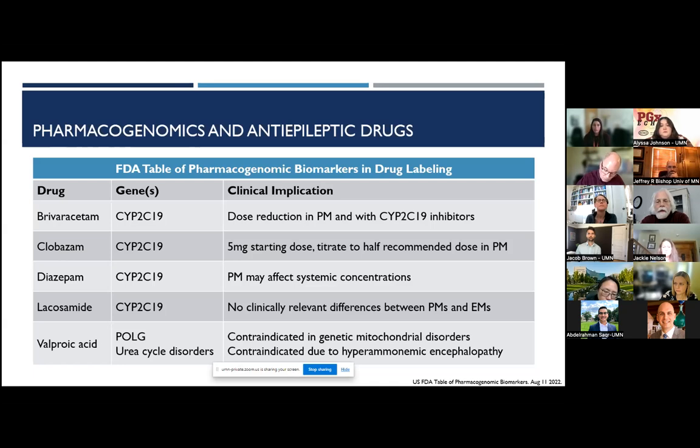And then for valproic acid, this drug's contraindicated in patients who have a known mitochondrial disorder that's caused by the POLG mutations. It's also contraindicated in patients under 2 who are suspected to have that mitochondrial disorder. And then it also should be avoided in patients with known urea cycle disorders. The reason for that is because hyperammonemic encephalopathy has been shown to occur in these patients who have urea cycle disorders, and it sometimes has been fatal.